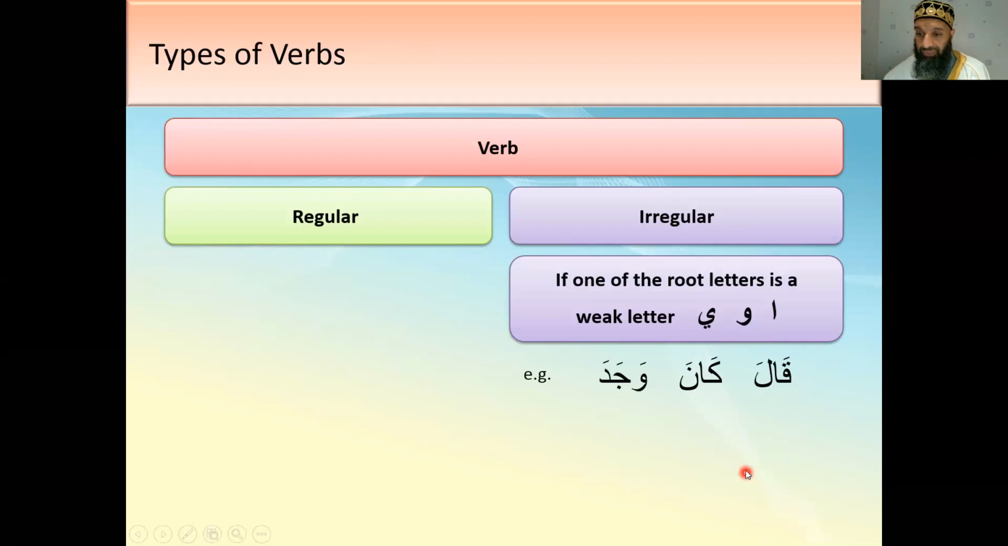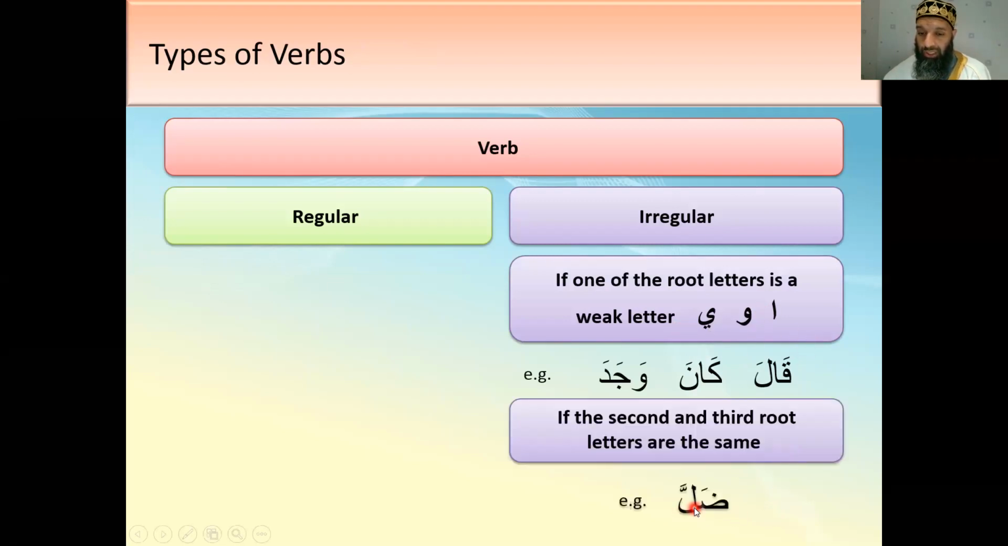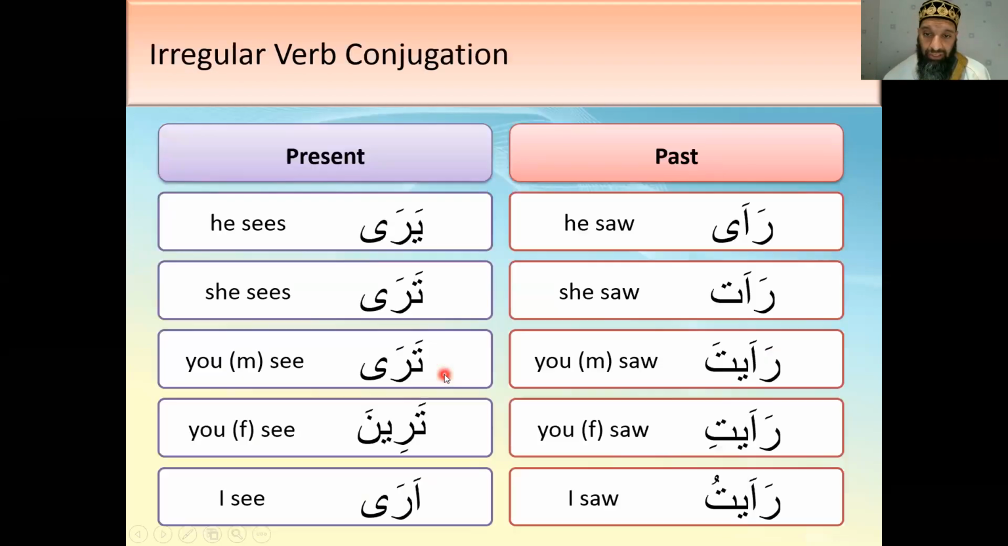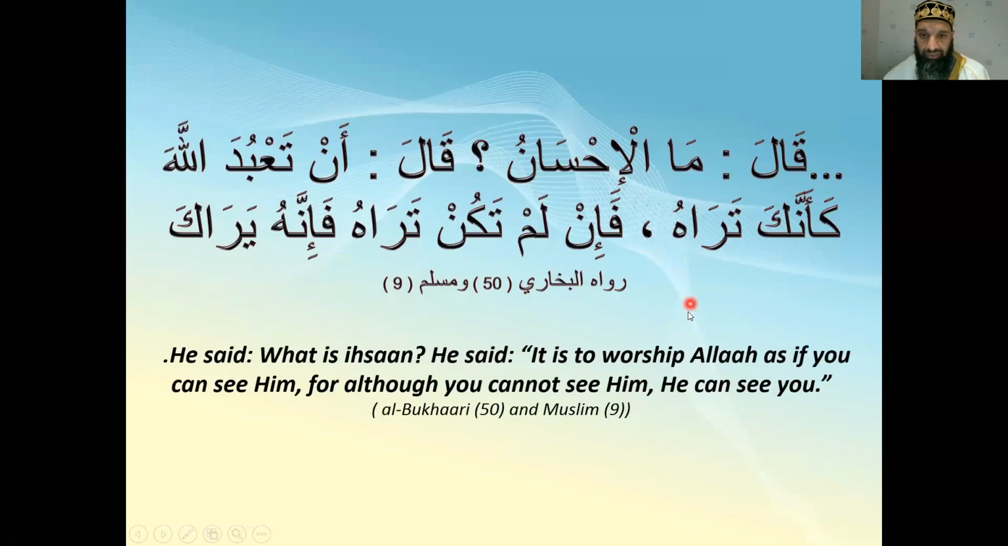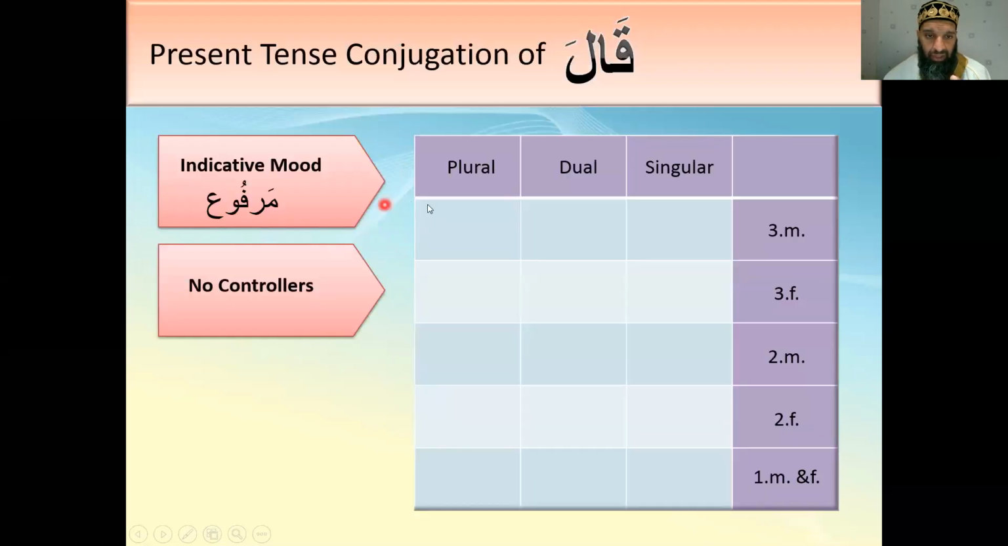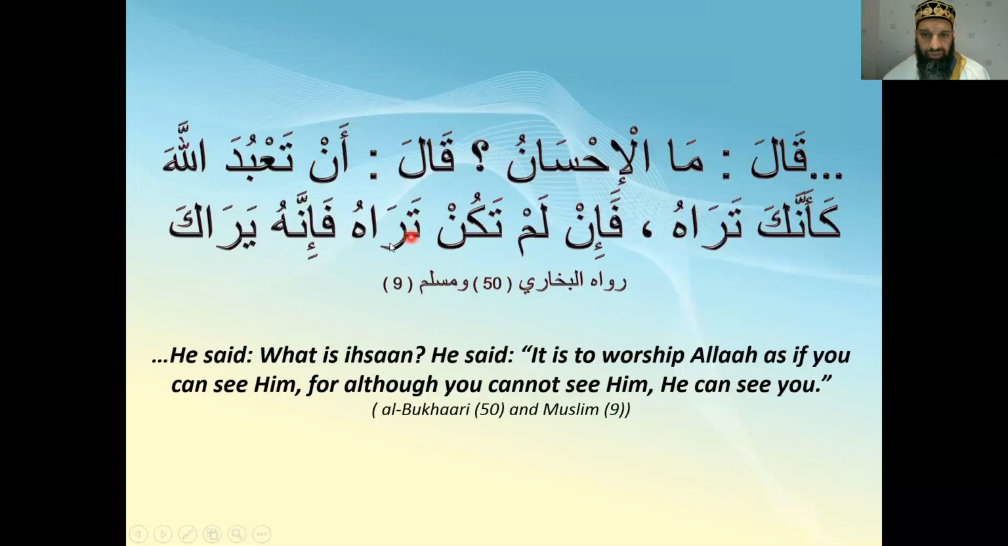The rule for the weak verbs is the same. Alif, waw, ya in the root letter, or the second and third root letters are the same. Everything else is regular. This is an example of to see. Alam tara kayfa, to see. Past and present, you can see the difference. This is a weak verb though. And here is a hadith, the hadith of Jibreel, and it has tara in there. So I just explained it a bit. Tara, tara. Right?